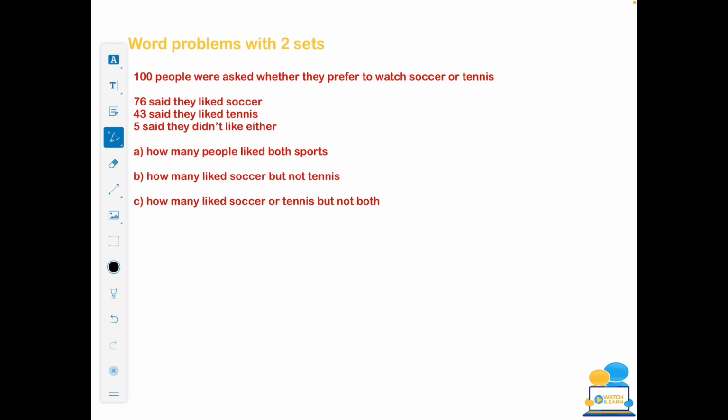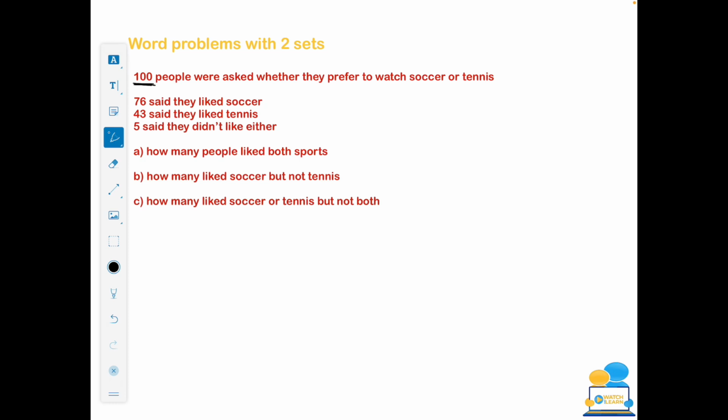Now we're going to have a look at a word problem with two sets. Word problems are really common on the junior cycle exams. What we need to do is read them and figure out how we can apply the maths we learned in our classroom to this problem. So with these, what's really helpful is to highlight the key bits of information.